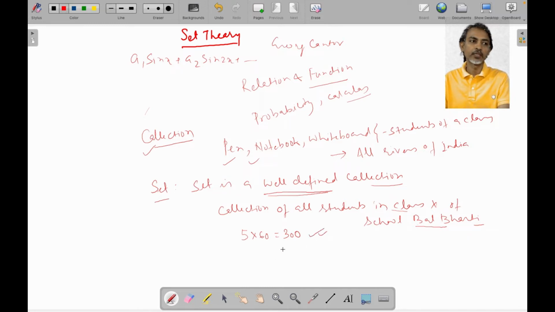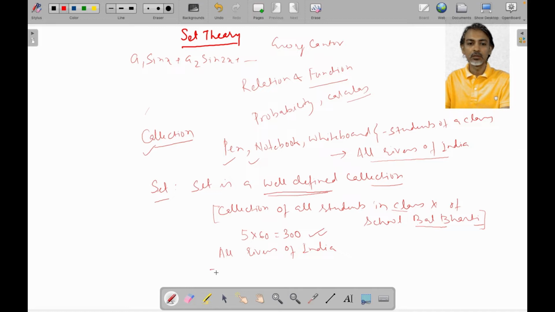It will not be that some other student from another school will be included in this set. So this well-defined collection is a set. It will be called a set. Similarly, in our earlier example, all rivers of India would be my well-defined collection.